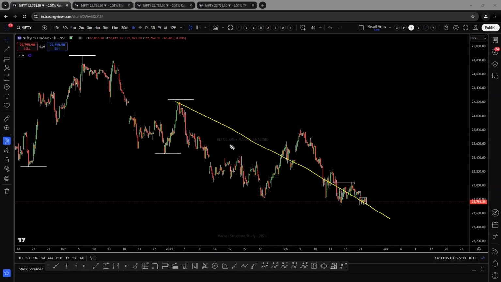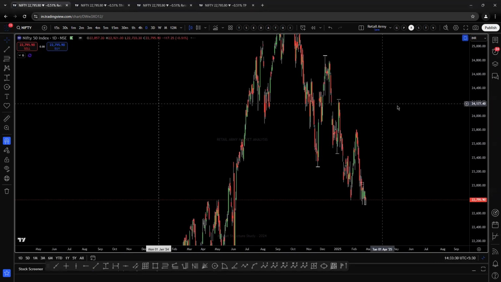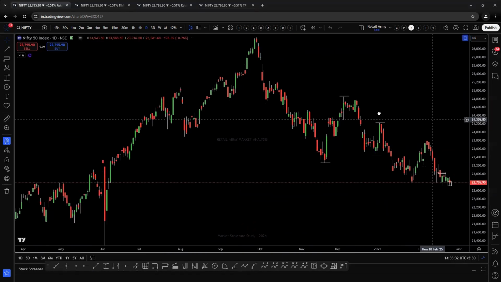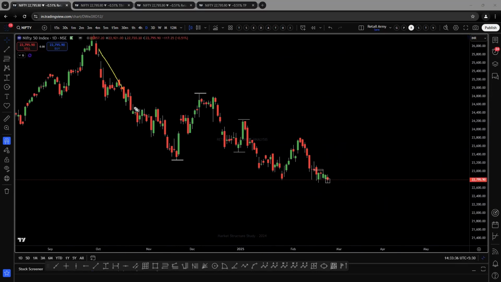Now, what do you mean by single move? So let me just go up into an even higher time frame. Let's go to a daily time frame. In the daily time frame chart, you can see very clearly that there is one move here, another move here, another move, another move lower, right?